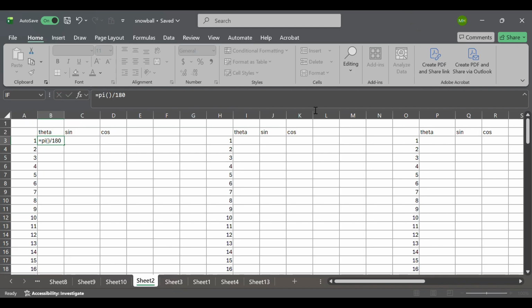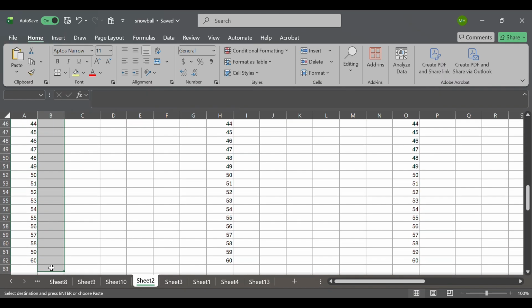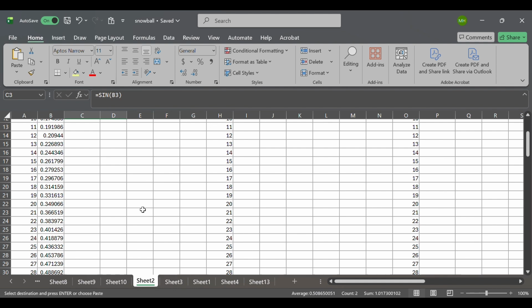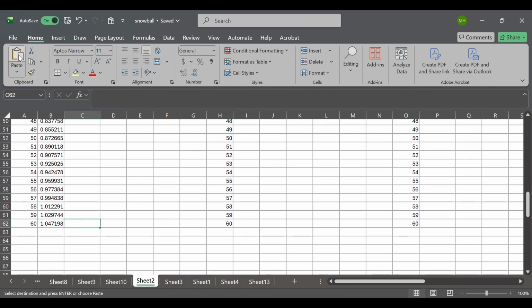So we calculate pi over 180 in that one, and then we will multiply it by 2 or 3, etc., and bring that down. And then in rows 1 and 60, we will use the exact values because we were given those. But we'll have to use our formulas to calculate the numbers in between.